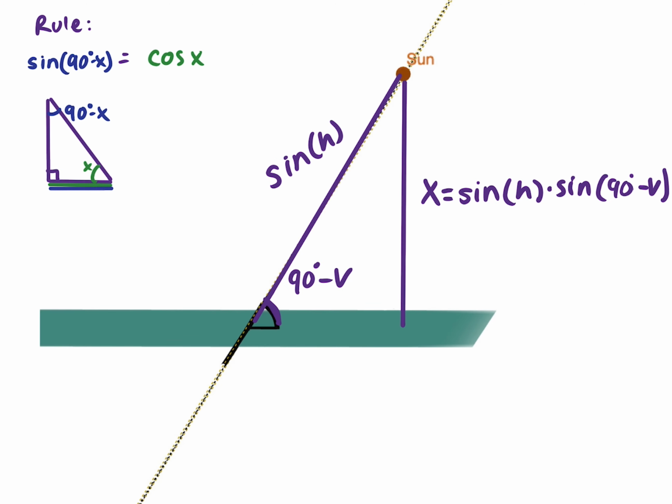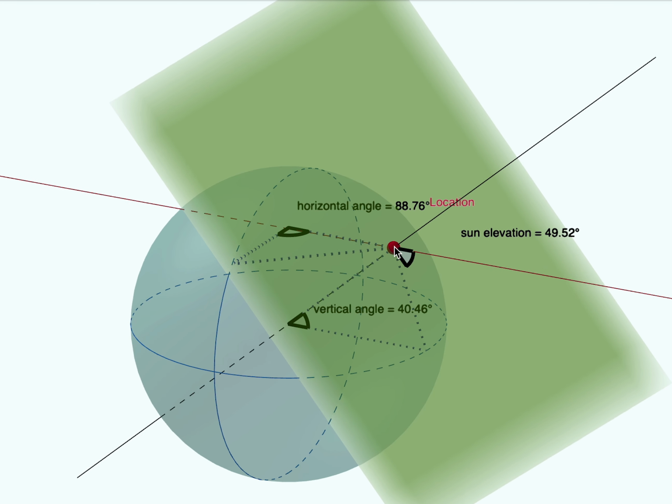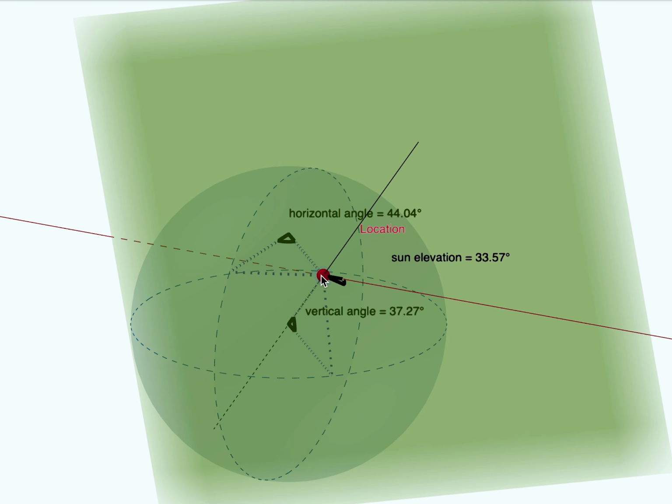And because of the sine cosine rules, sine of 90 minus x is equal to cosine of x, we can replace the second part with cosine of v. Okay, so now we know x is equal to sine h cosine v, so the sun's elevation in terms of h and v is going to be the inverse sine of sine h cosine v. Now that we know this, let's figure out how to find v and h.